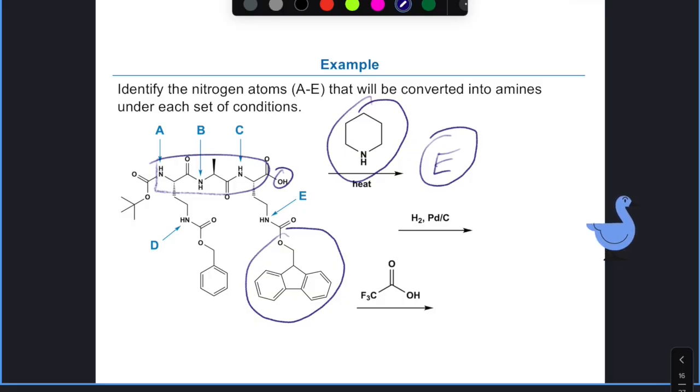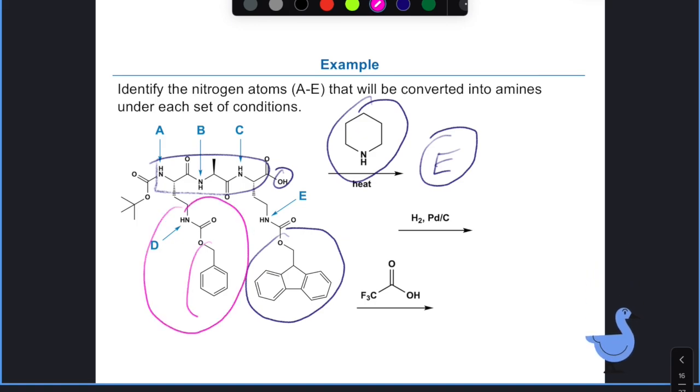Okay, what about H2 palladium? Again, take a second. If I took just that starting material, hydrogen palladium, which nitrogen opens up? It is D, right? This guy here, that's your Z group, right?